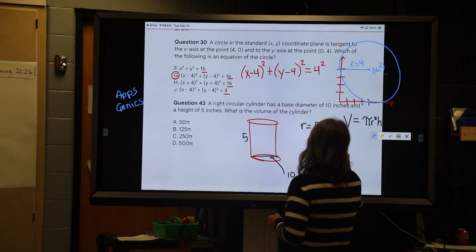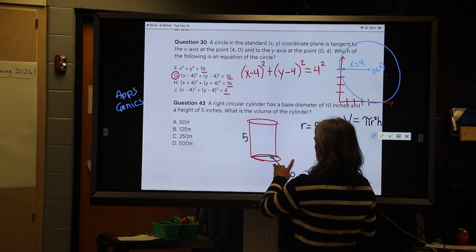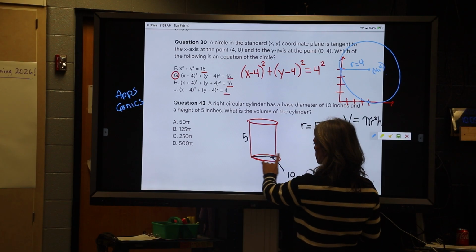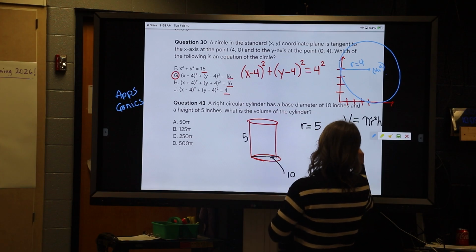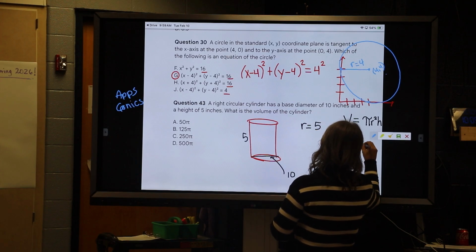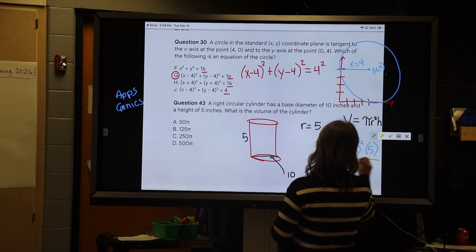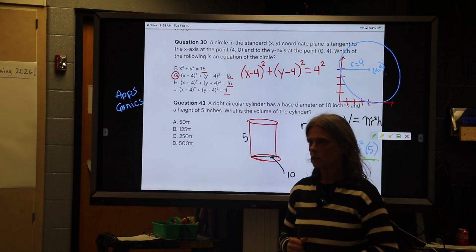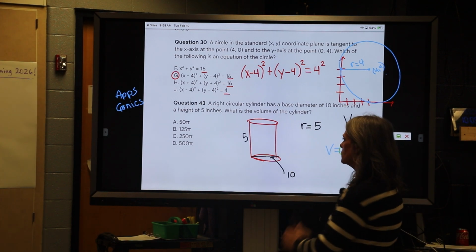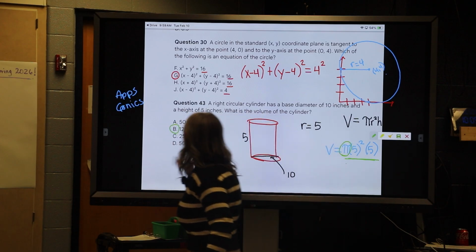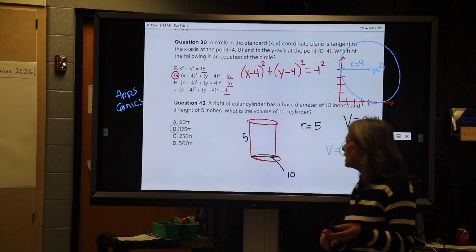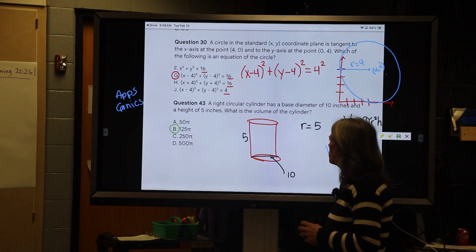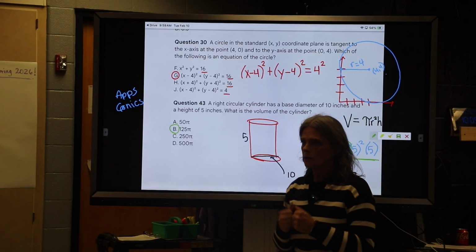So volume equals pi. My radius is half of the diameter, so 5 squared times 5. And all you're entering in your calculator is just that part. Don't put in the pi. Okay, once you figure it out, let me know. 125. Because 5 times 5 is 25. Times 5 is 125. Okay? All right, you guys, how do y'all feel about that?